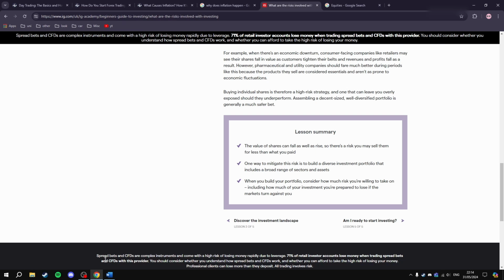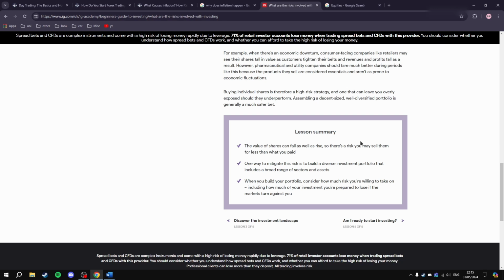To summarize: the value of shares can fall as well as rise, so there's a risk you may sell them for less than when you paid. One way to mitigate this risk is to build a diverse investment portfolio that includes a broad range of sectors and assets. When you build your portfolio, consider how much risk you're willing to take on, including how much of your investment you're prepared to lose if the market turns against you.